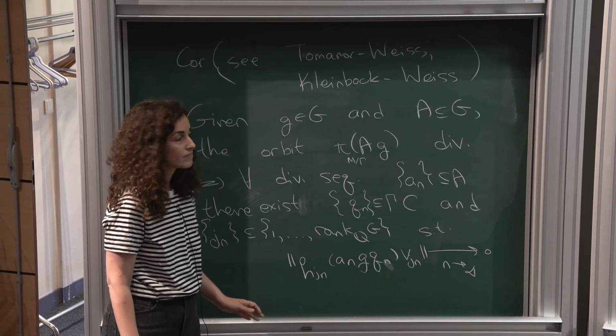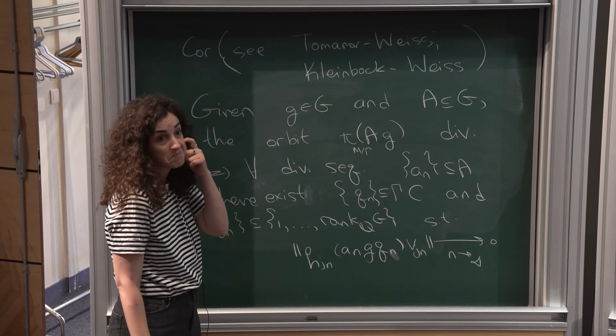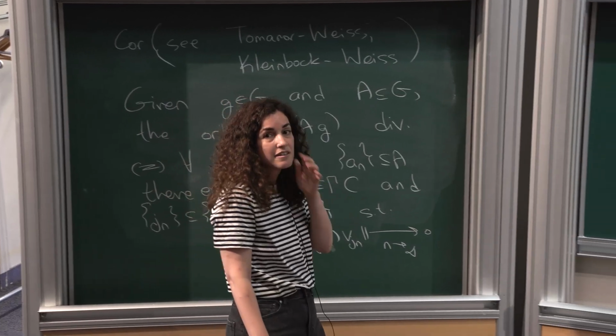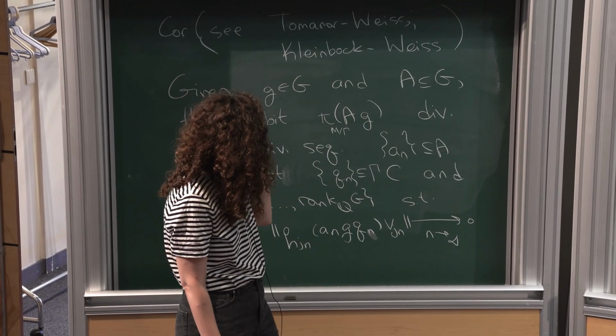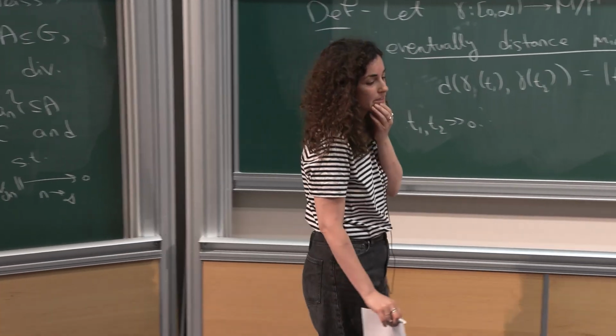Could you say again the conditions on A? I mean, there is no maximality torus? No. So, yes, it should be a torus, but we don't have to have it maximal. Yes.